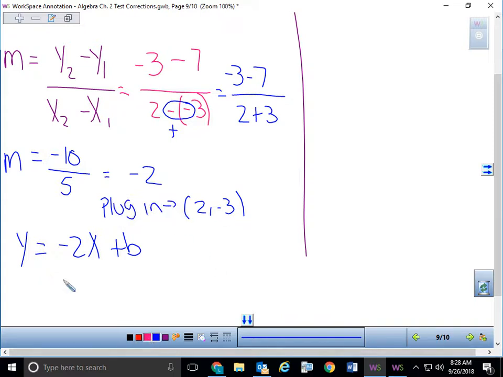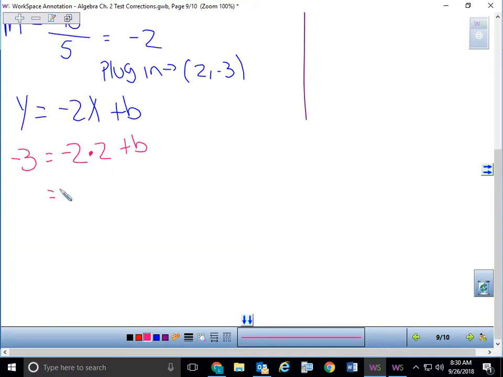This means I'm substituting or replacing y with this y value, and replacing the x with this x value. So I have negative 3 equals negative 2 times x value 2 plus b. Negative 2 times negative 2 is negative 4 plus b. Haven't done anything with negative 3, rewriting it.